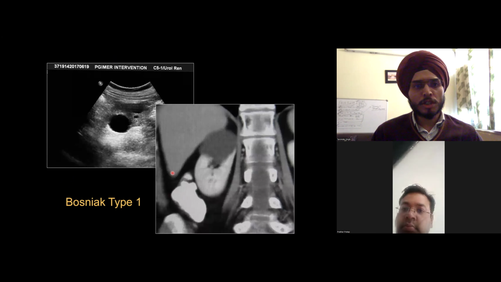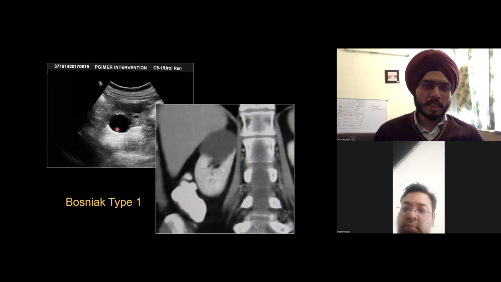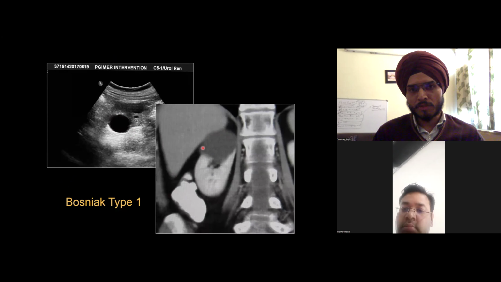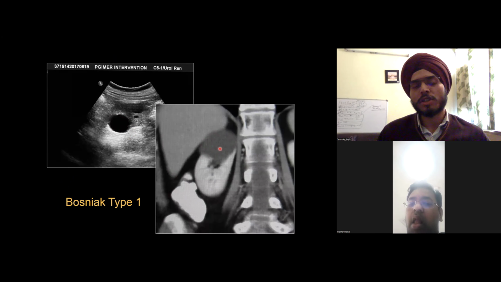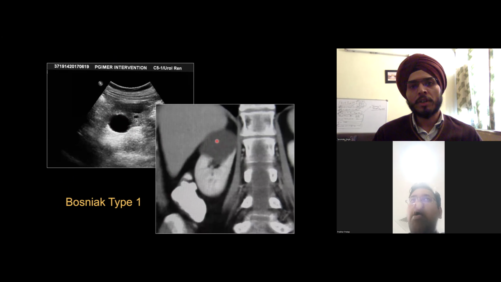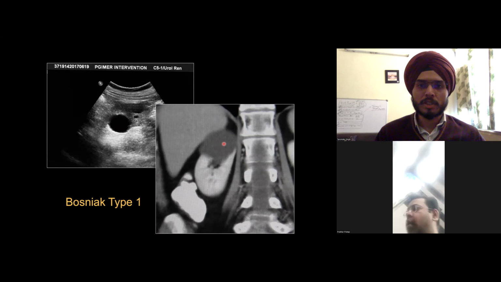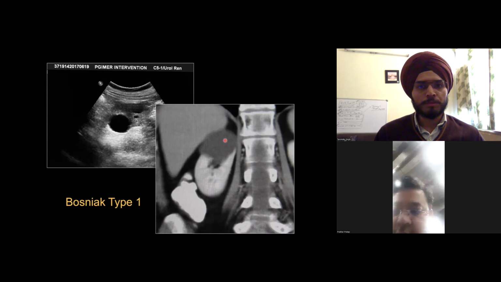So this was a patient where ultrasound was done, and we found that there is an anechoic cystic lesion arising from the upper pole of the right kidney. And this is a coronal reformatted image where we can see a hypodense cystic lesion with no enhancing septations, calcification, or solid component within the lesion. And this was a type 1 cyst. These are benign, and the chances of malignancy are nearly zero.